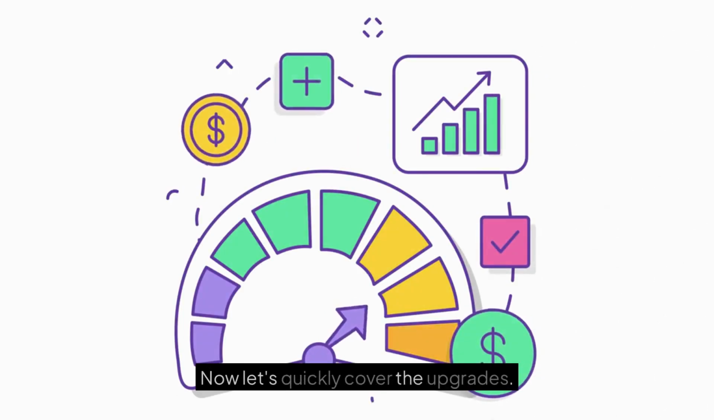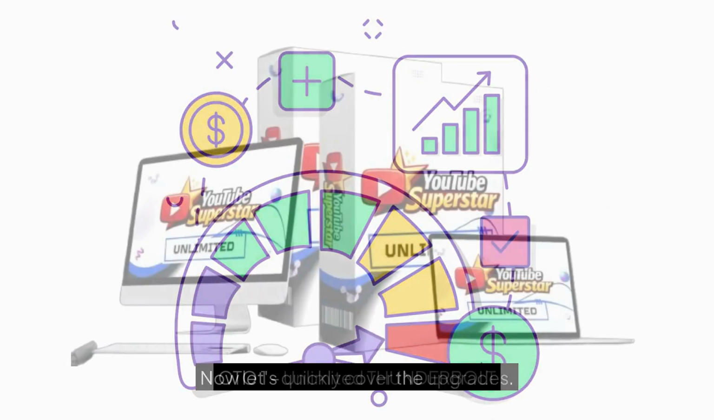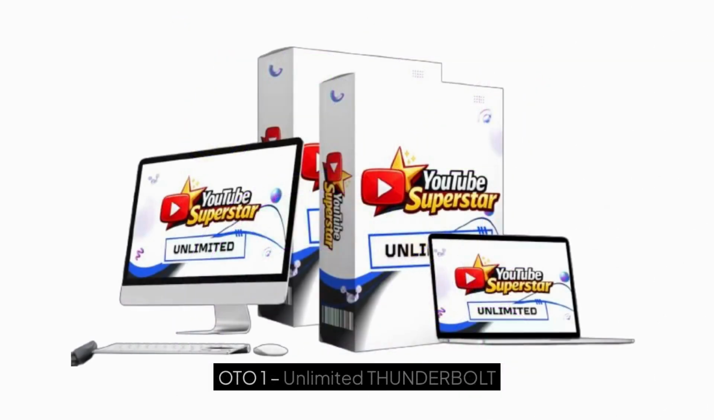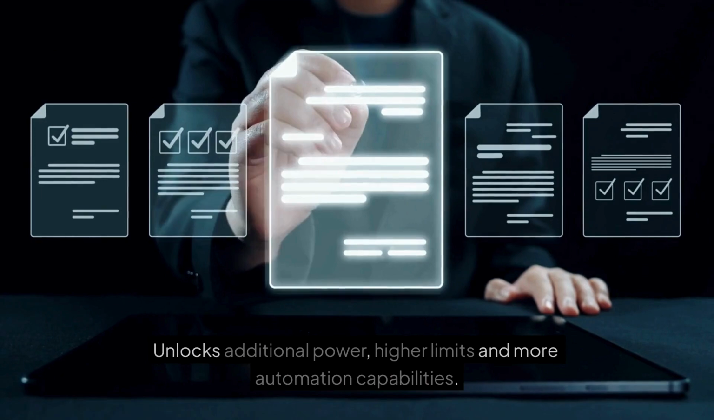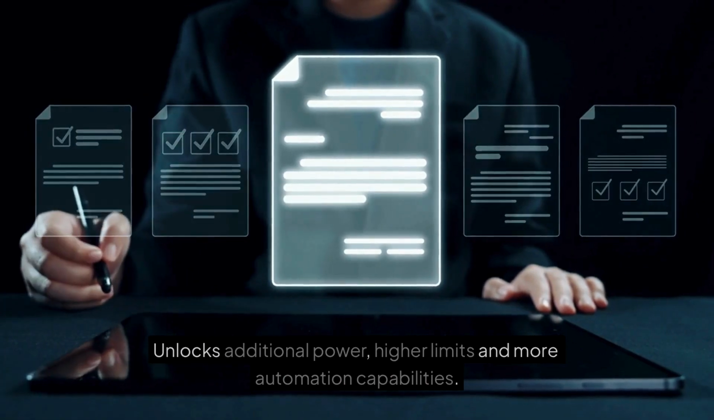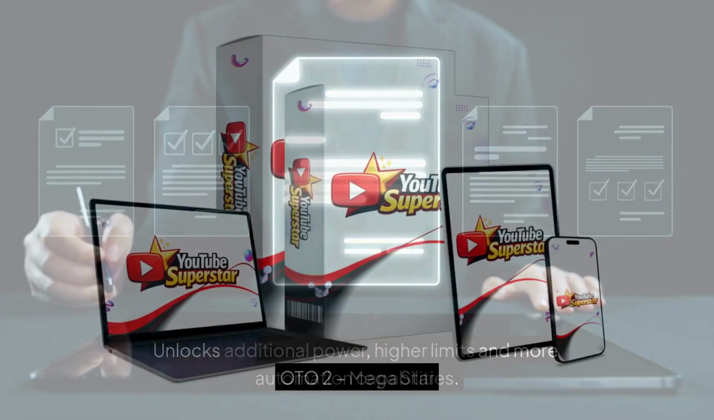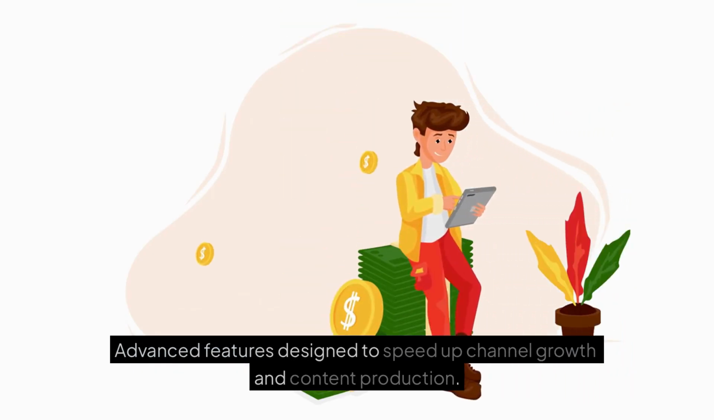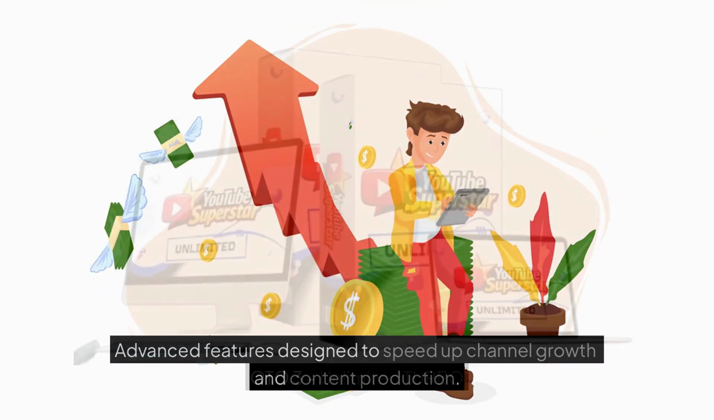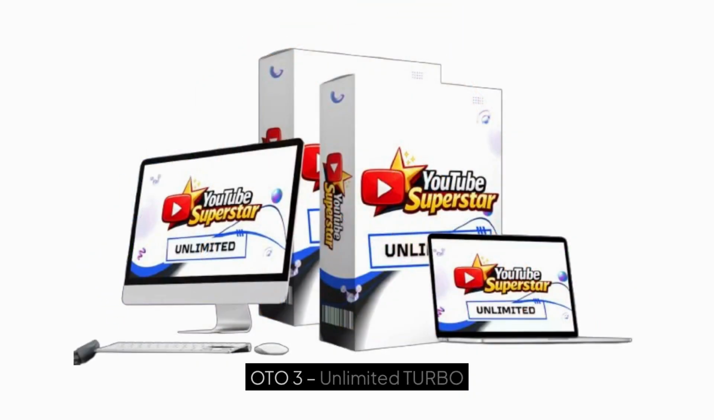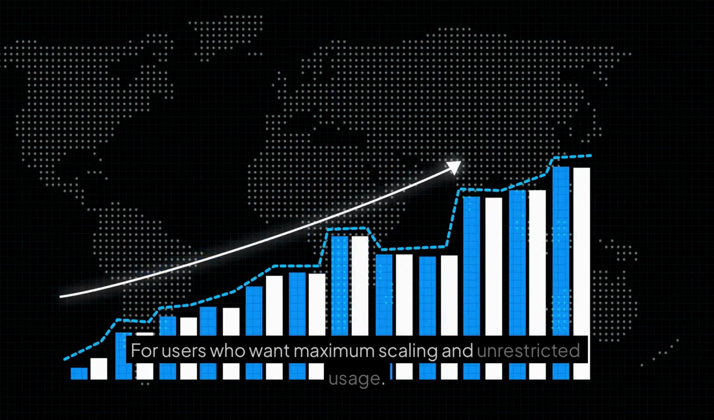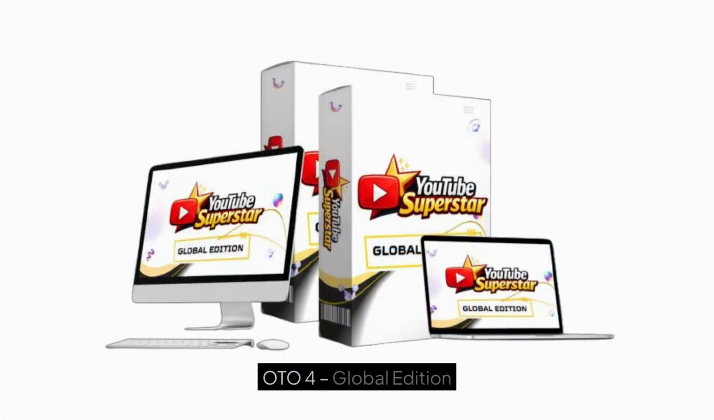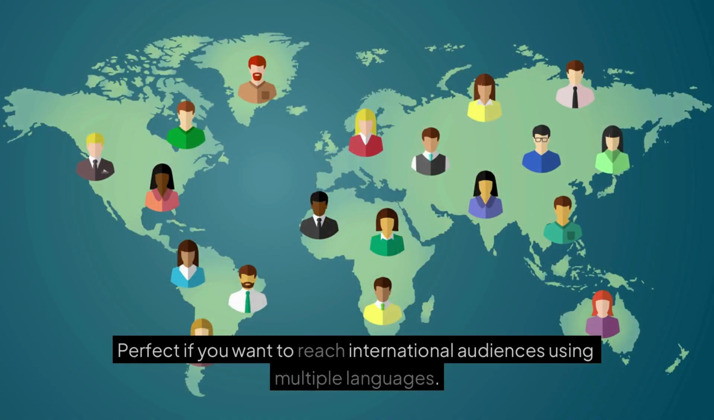Now, let's quickly cover the upgrades. OTO 1, Unlimited Thunderbolt unlocks additional power, higher limits, and more automation capabilities. OTO 2, Megastar, advanced features designed to speed up channel growth and content production. OTO 3, Unlimited Turbo for users who want maximum scaling and unrestricted usage. OTO 4, Global Edition, perfect if you want to reach international audiences using multiple languages.